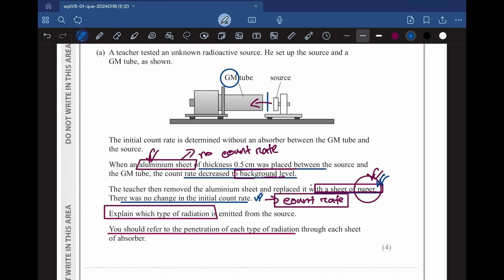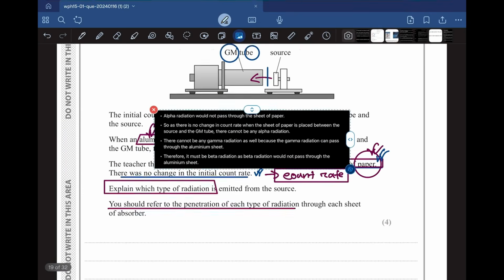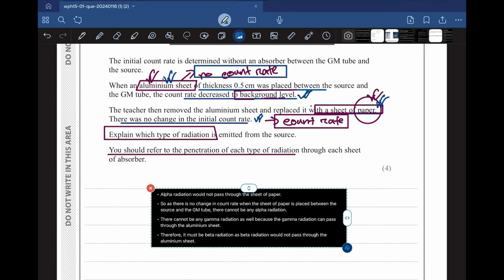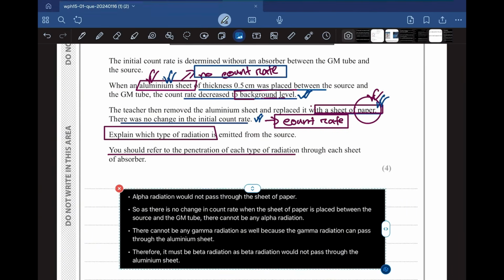Okay, and talking about the gamma radiation, it can penetrate through the aluminium sheet. The gamma radiation can penetrate through the aluminium sheet, but here it couldn't. Why? Because the count rate decreased to background level. That means it couldn't penetrate the aluminium sheet and reach the GM tube. So that means it cannot be a gamma radiation as well. And if it is not a gamma radiation or an alpha radiation, then it is pretty much sure that it is a beta radiation.